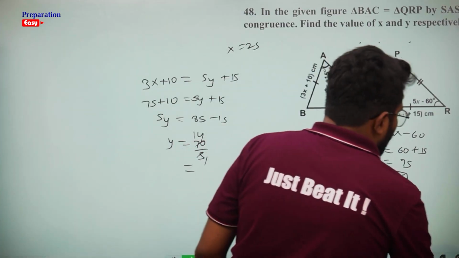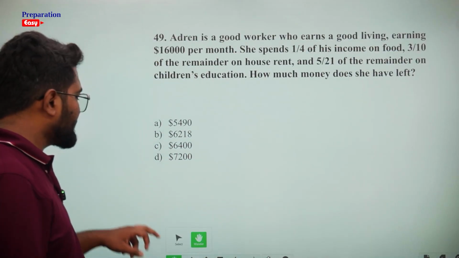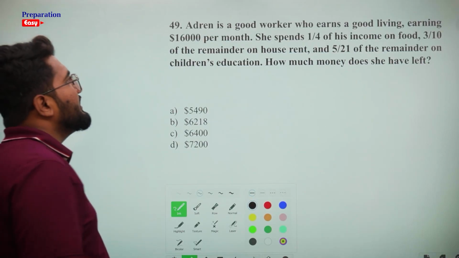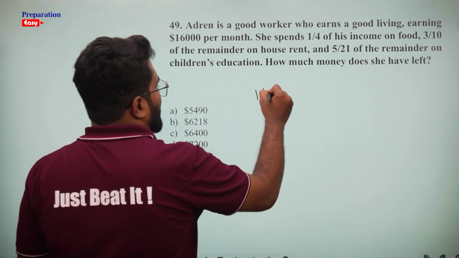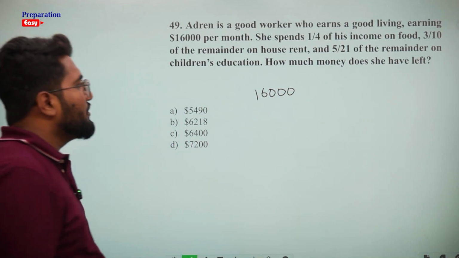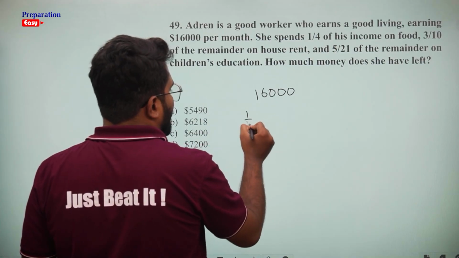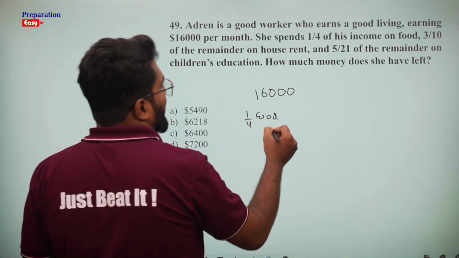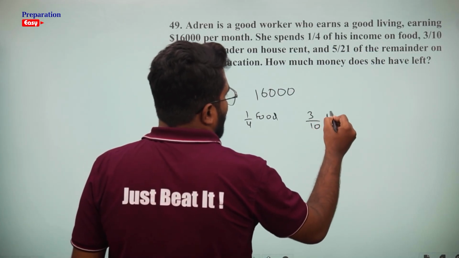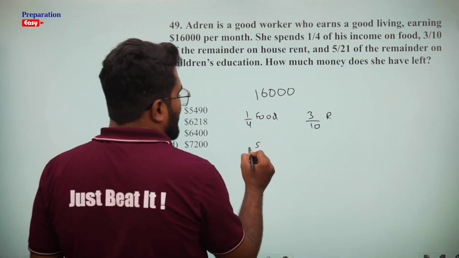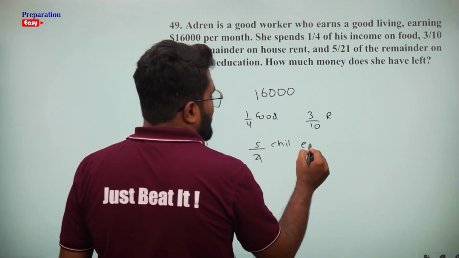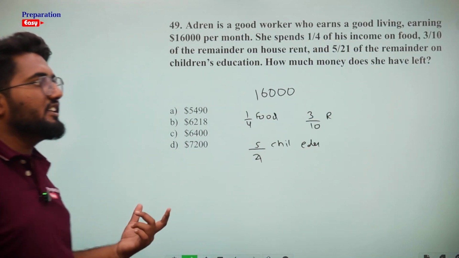Okay. Question number 49. Adrian is a good worker who earns a good living, earning $16,000 per month. She spends 1/4 of his income on food, then 3/10 on house rent, then 5/21 on children's education, and how much money did she have left?